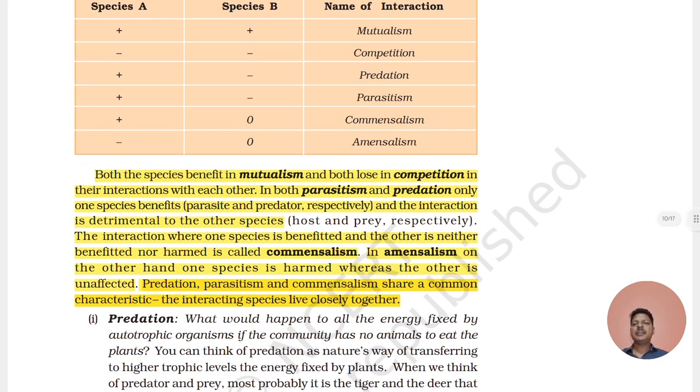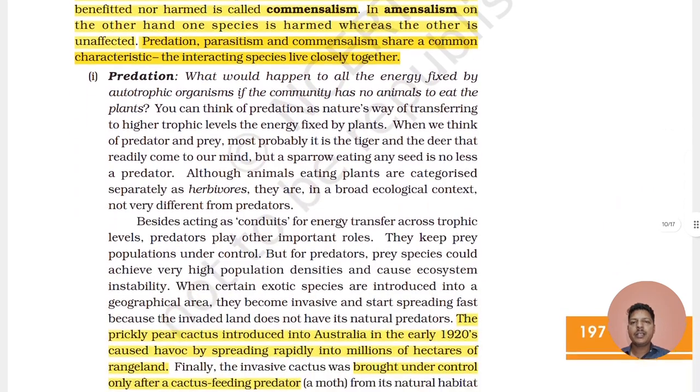Here, both species benefit in mutualism, and both lose in competition in their interactions with each other. In both parasitism and predation, only one species benefits and the interaction is detrimental to the other species. The interaction where one species is benefited and the other is neither benefited nor harmed is called commensalism. In amensalism, on the other hand, one species is harmed whereas the other is unaffected. Predation, parasitism and commensalism share a common characteristic, that is, the interacting species live closely together. Here the predation is there.